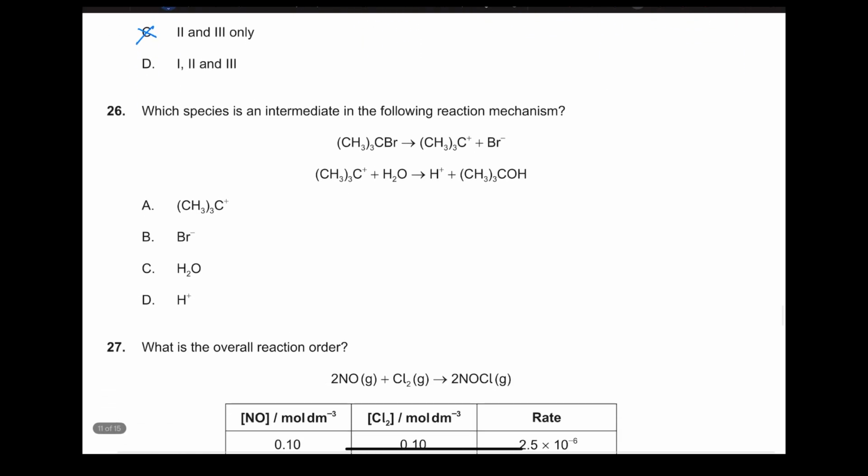Now it's 26. Which species is an intermediate in the following reaction mechanism? So an intermediate is a species which is formed in a step and which is used up in any subsequent step. Right. So in this case, (CH3)2C+, this is formed in step 1 and it's used up in step 2. So of course, this is the intermediate. Answer is A.